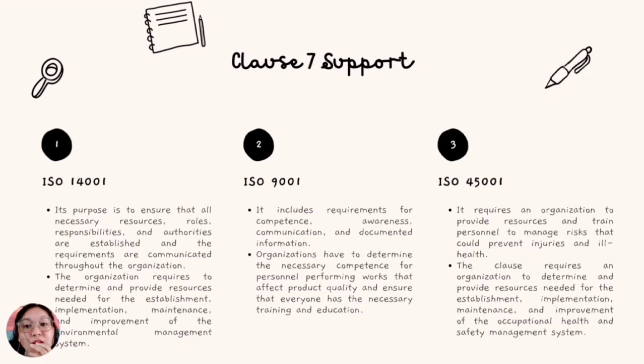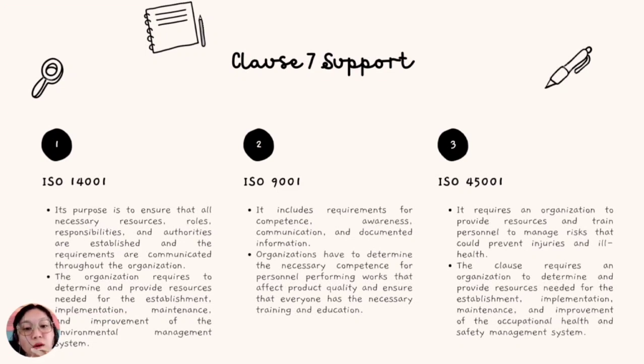necessary training and education. ISO 45001 Clause 7 details support for the occupational health and safety management system. It requires an organization to provide resources and train personnel to manage risks that could cause injuries and ill health. The clause requires an organization to determine and provide resources needed for the establishment, implementation, maintenance, and improvement of the occupational health and safety management system.